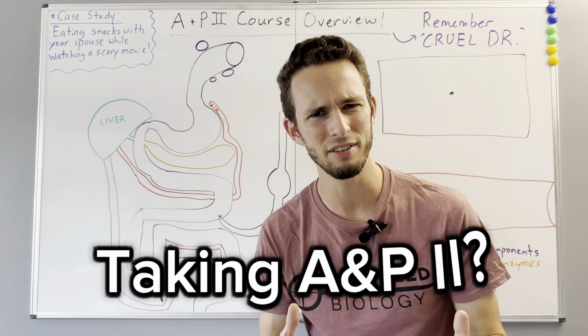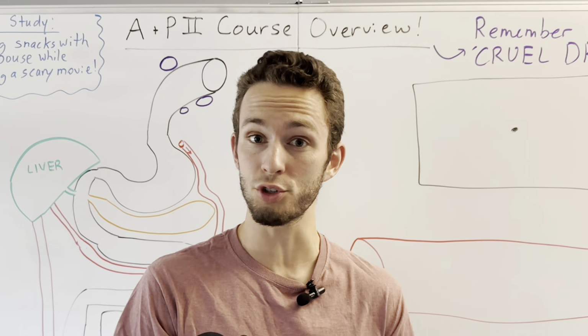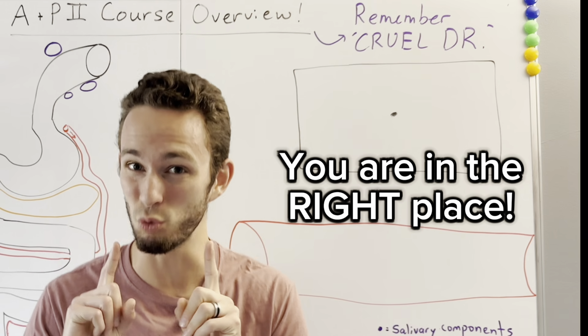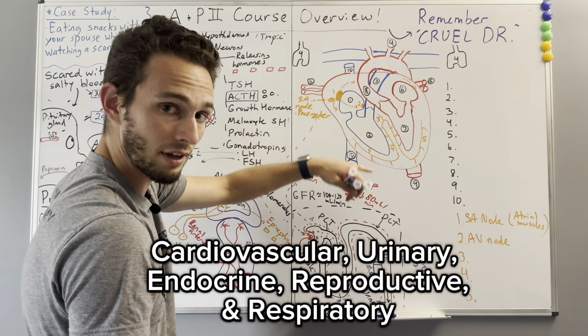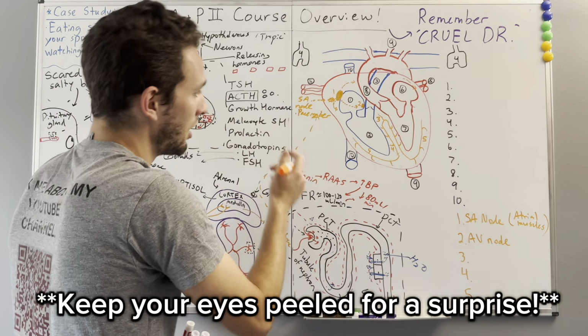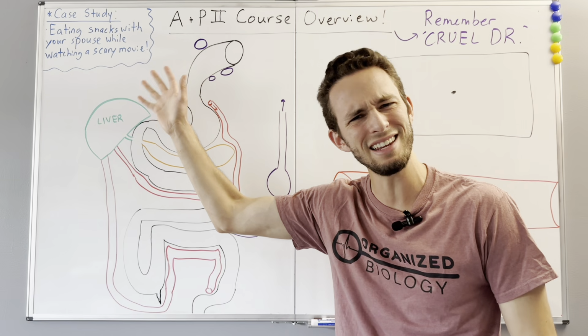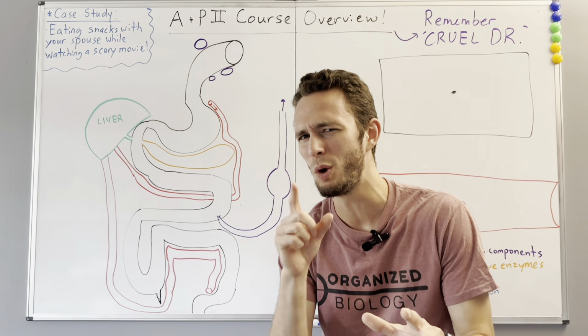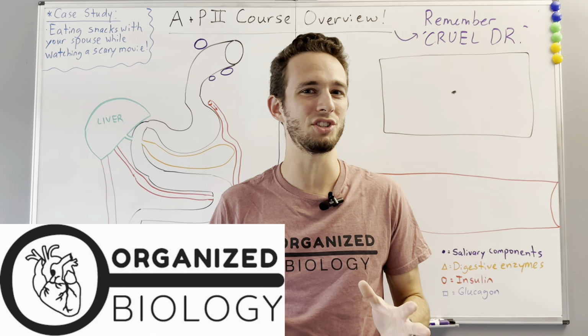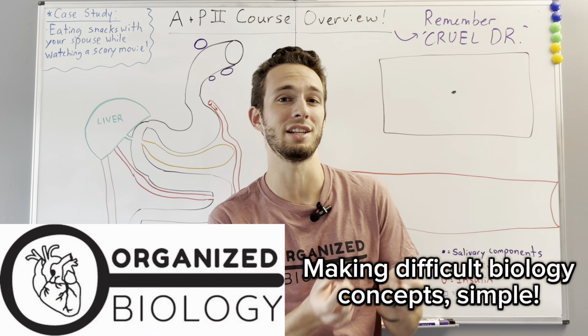If you're taking Anatomy and Physiology 2, you're reviewing the course, or you just want to learn how your body works, you are in the right place, because in this one-stop shop video, we're going to cover all the organ systems of Anatomy and Physiology 2 in a very simple case study. Eating snacks, watching a scary movie with your spouse. So let's get started.